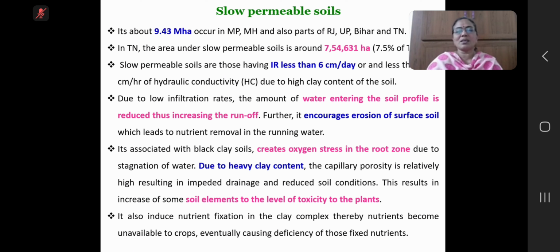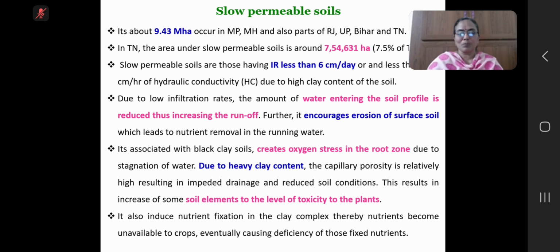So these soils are having very high clay content, and because of this, their infiltration rate is very less than 6 centimeter per day, and hydraulic conductivity is also less than 0.15 centimeter per hour. And because of the high clay content, in Tamil Nadu, about 7.5% of the total geographical area is affected due to slow permeable soil. So here, because of the low infiltration rate, the water entering into the soil profile will be reduced. Because of that, the runoff will increase. So that may lead to soil erosion.